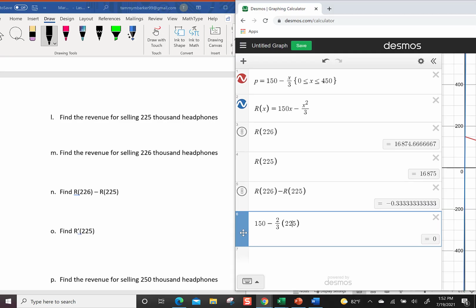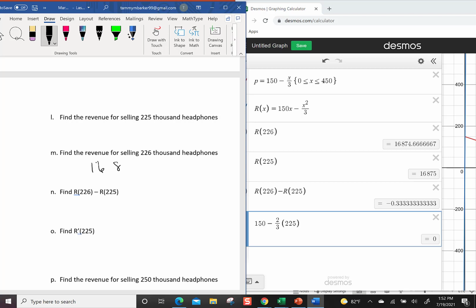So 226 says 16,874.67. 225 said 16,875, which gave us a difference of negative 0.33. The derivative shows that R prime of 225 was 0. Again, different as it has been every time, but again, very small values, very close to each other. So we're not seeing a big difference in revenue if we increase production from 225 up to 226.